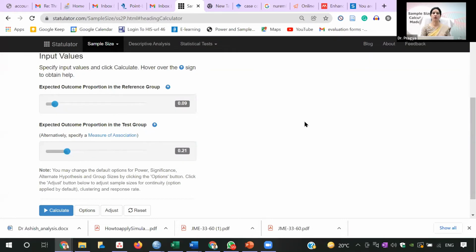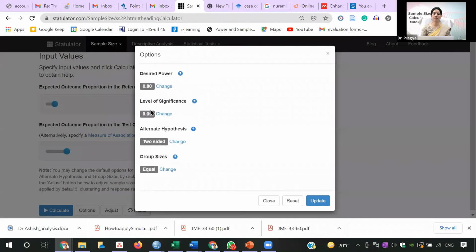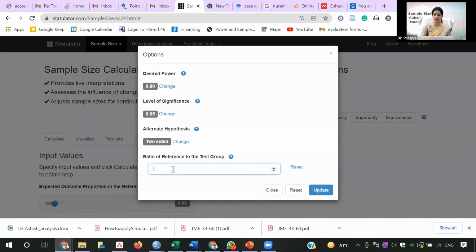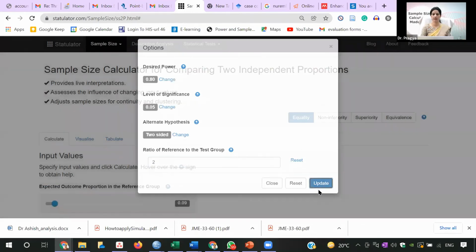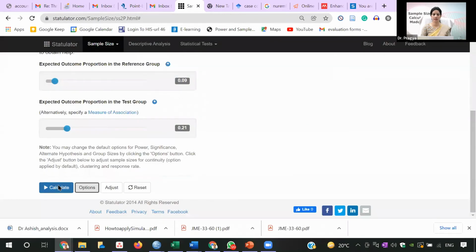Now I'm not doing any adjustment, and you can see the option is set at 80% power, 5% level of significance, two sided. But if you remember, the group sizes were in a 2:1 ratio. So I will change the group sizes to 2:1, update, and calculate.